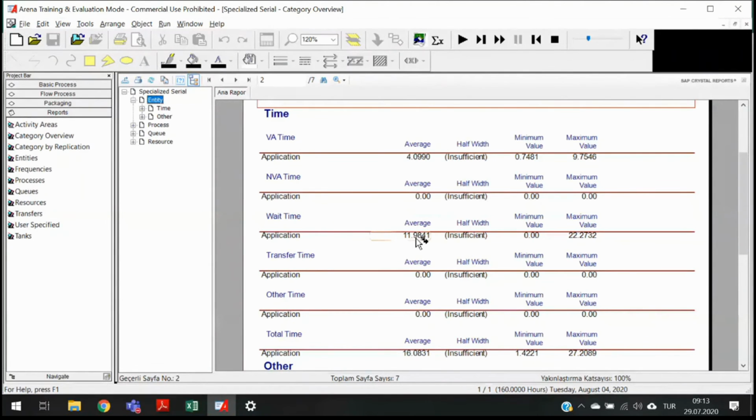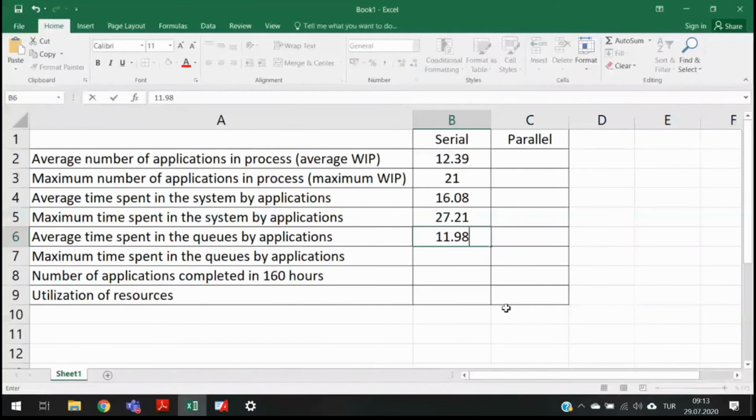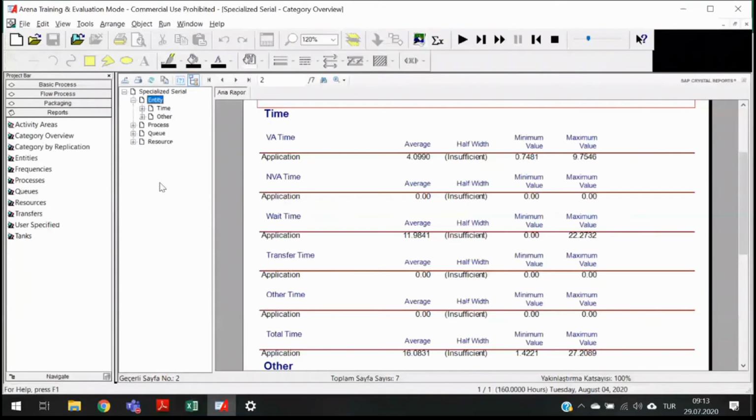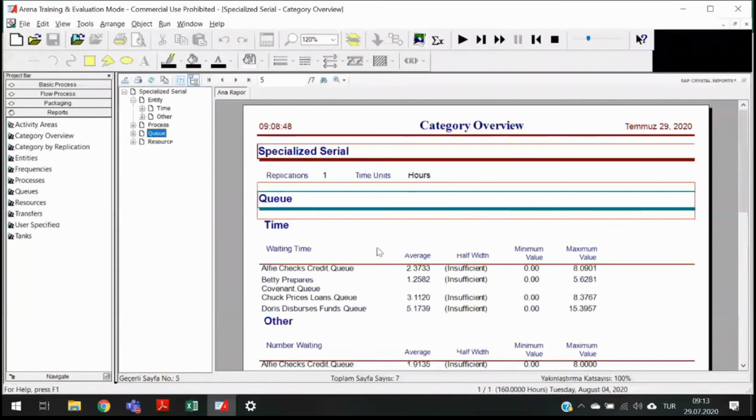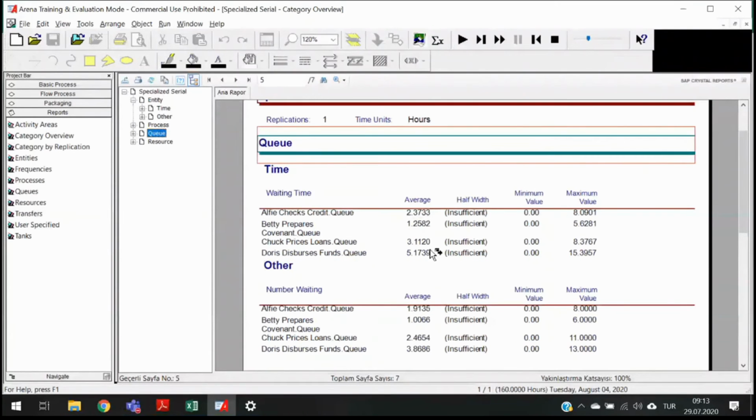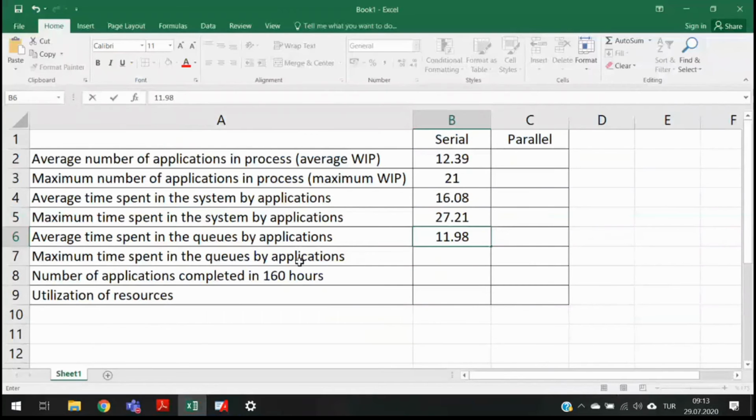So 11.98 is the average time spent in the queues. Now, if you check the queue statistics here, you are going to see the average time spent in each queue separately for each process, okay? Not just one for all of them. But if you sum all four of these values up, you are going to get exactly 11.98.